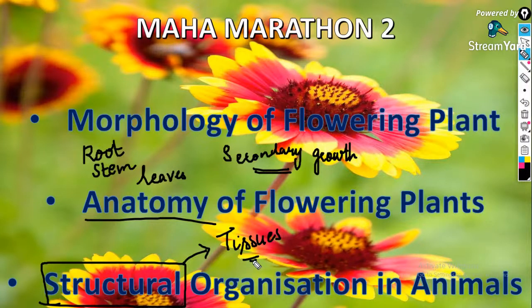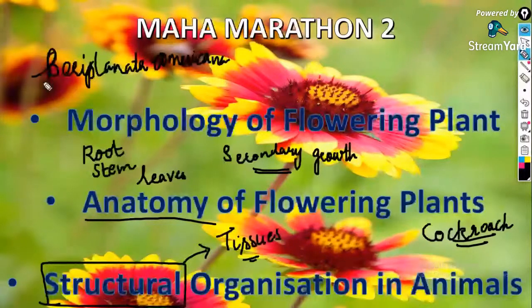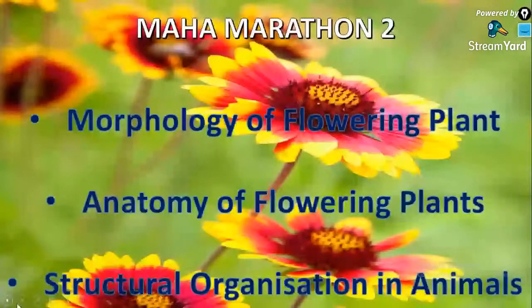Along with the 4 types of tissue, you have to study in detail the different systems of cockroach. The scientific name for cockroach is Periplaneta americana, with capital P. Perfect. So this is the schedule for the day.